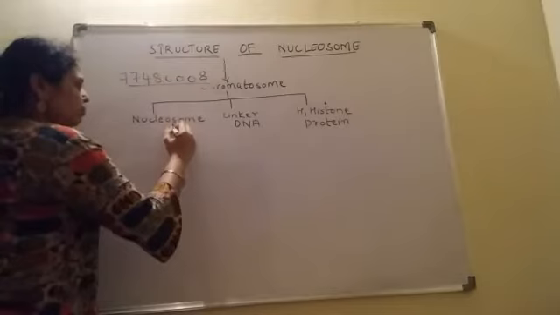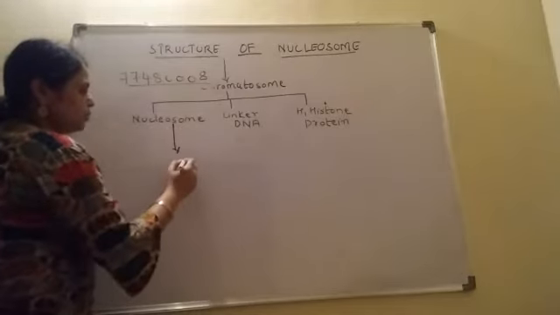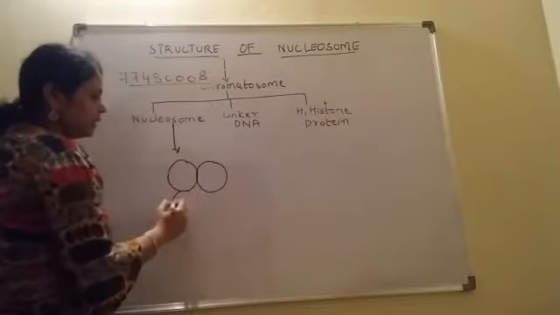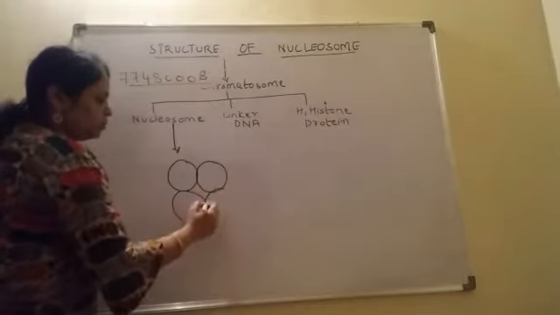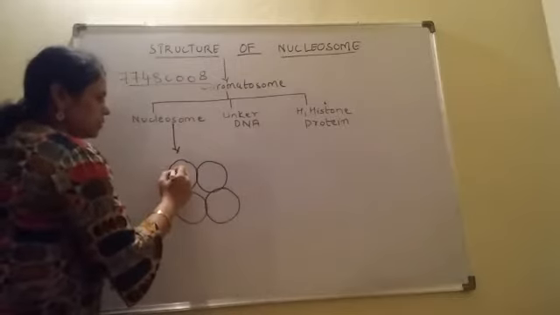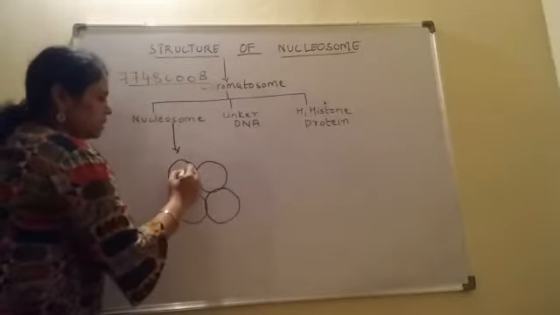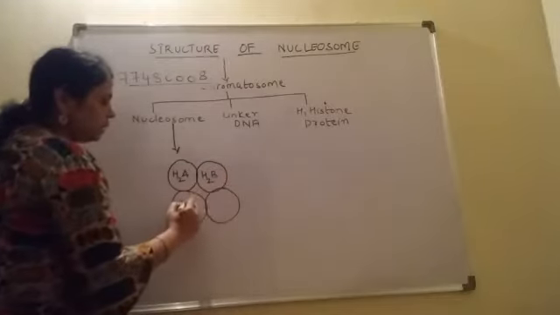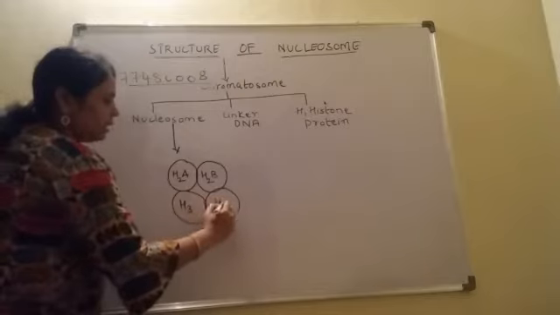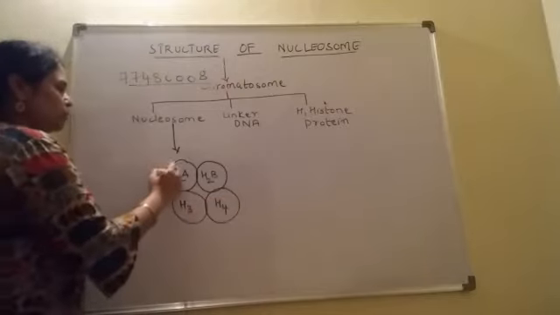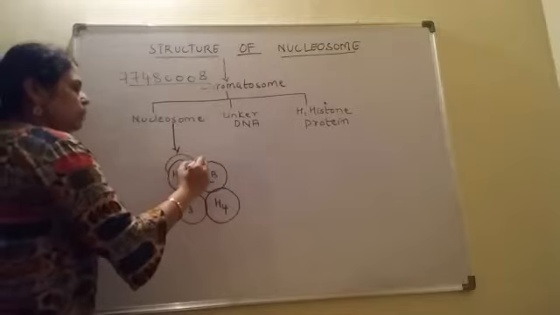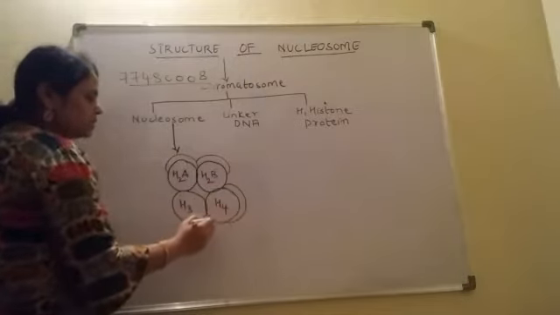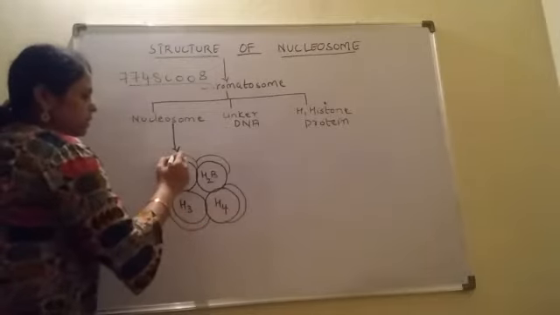A nucleosome consists of four types of histone proteins. The four types of histone proteins present inside the nucleosome are H2A, H2B, H3 and H4. All these four types of proteins are present in two numbers, and they will form a structure called an octamer.